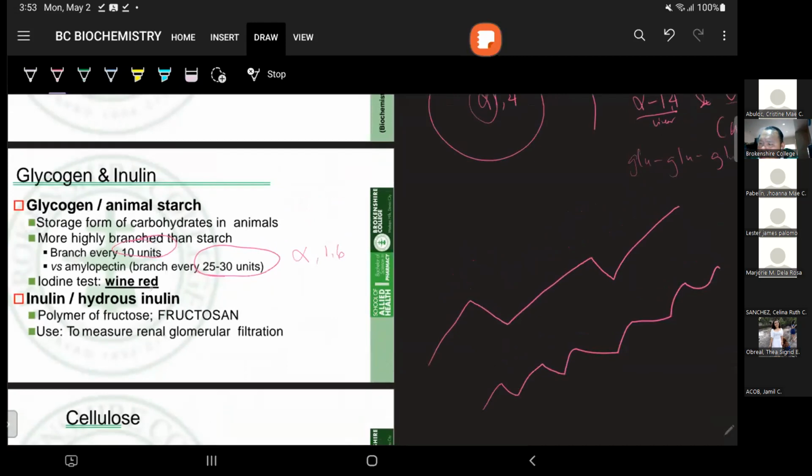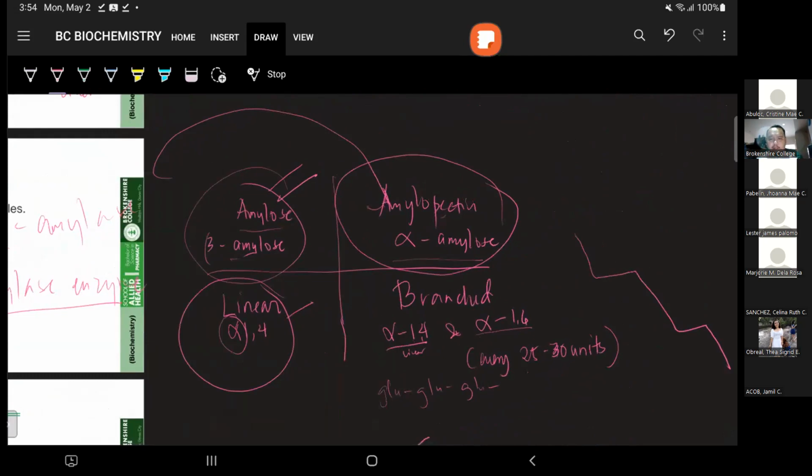If we check glycogen, the iodine test for glycogen will yield a wine red color. For starch, you have this in your laboratory as well under carbohydrates. The positive result is amylose with starch. Usually, ang ginagamit for the test for starch is the iodine test.